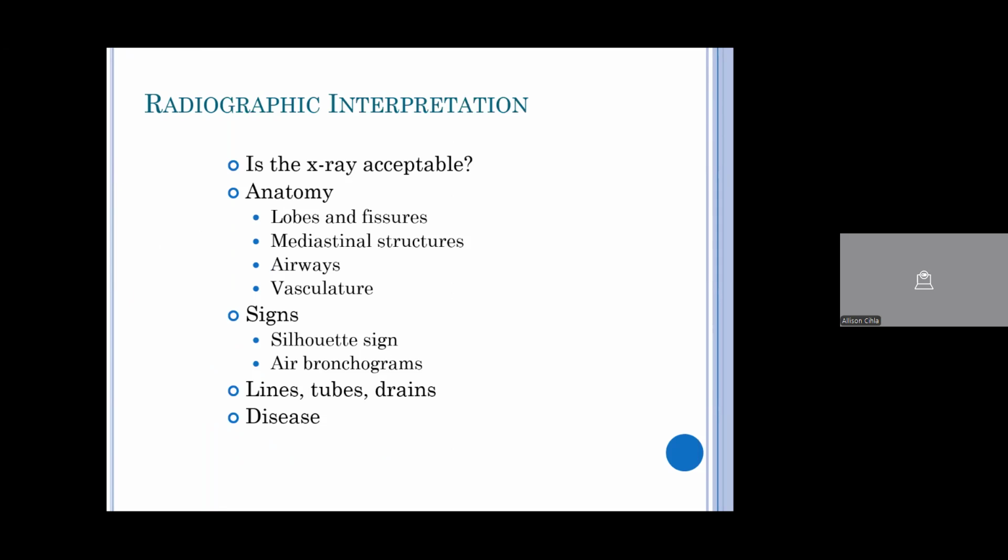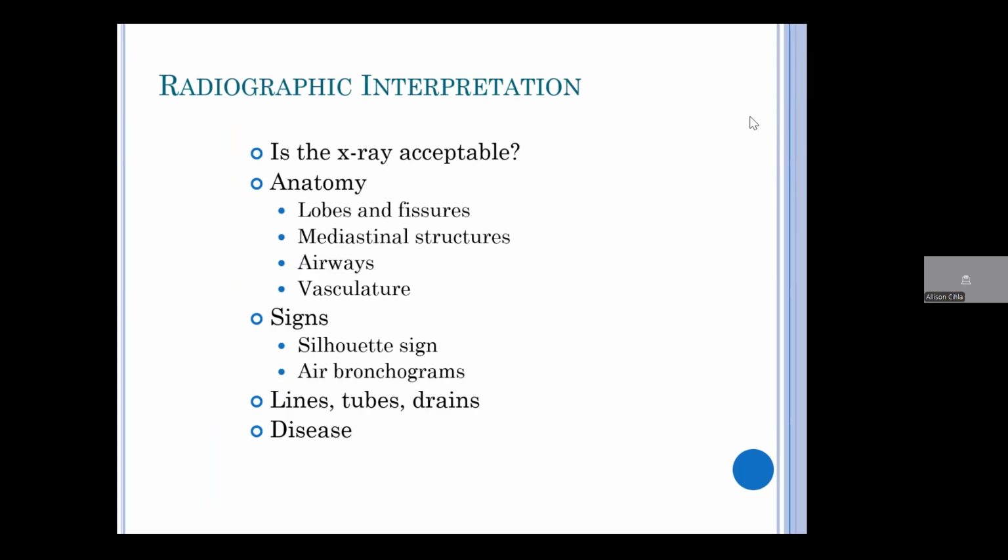The first thing you want to look at when you're looking at an X-ray is, is it acceptable? Can you see the different anatomy, the lobes, the fissures, airways, vasculature? Are there specific signs that you're looking for? We'll talk about some of these, like the silhouette sign and the air bronchograms. You also want to be able to identify anything that is external or not part of the human body, such as lines, tubes and drains. And then ultimately, you're looking for any type of disease or abnormal findings.